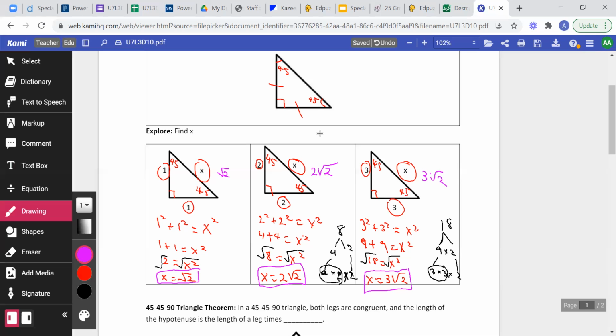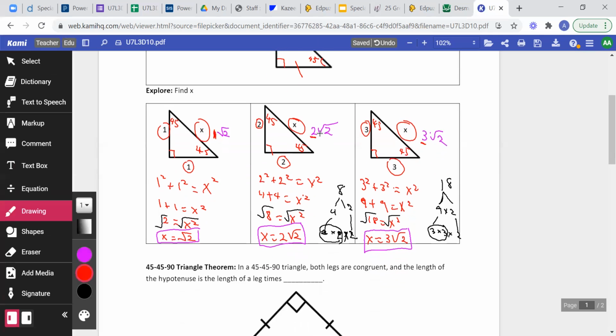So as you can observe, in the first instance here, in this isosceles triangle, the two equal sides are 1, 1, then the hypotenuse is just 1 times square root of 2. In the second case, the two equal sides are 2, 2, and the hypotenuse is just 2 times root of 2. The third case, the two equal sides are 3, 3, and the hypotenuse is 3 times root of 2.